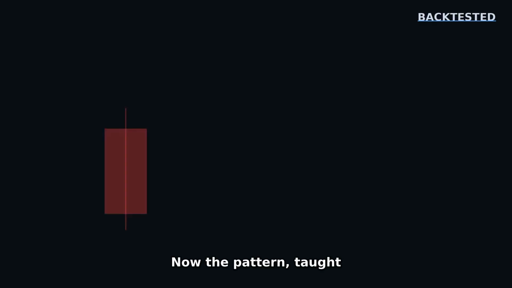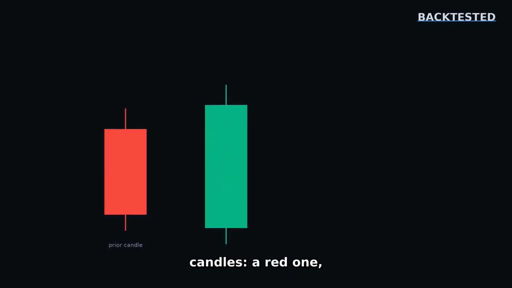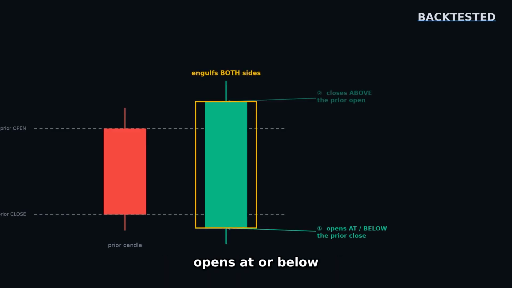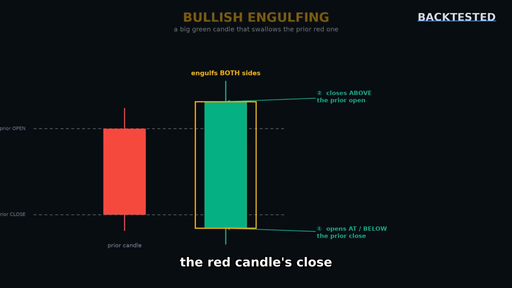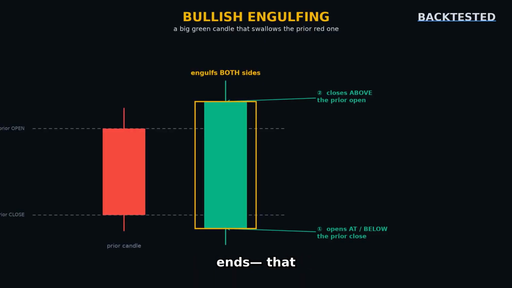Now the pattern, taught properly. It is just 2 candles, a red one, then a green one that swallows it. Precisely, the green candle opens at or below the red candle's close and closes above the red candle's open, so its body covers the red body on both ends. That is why it is called engulfing.